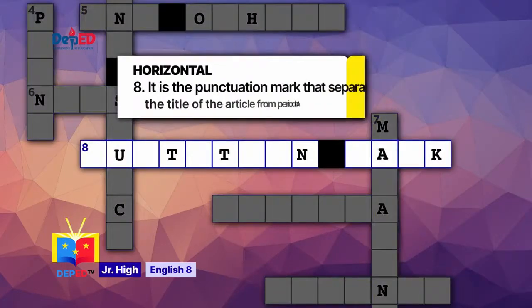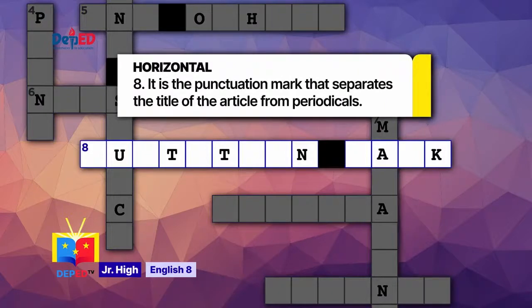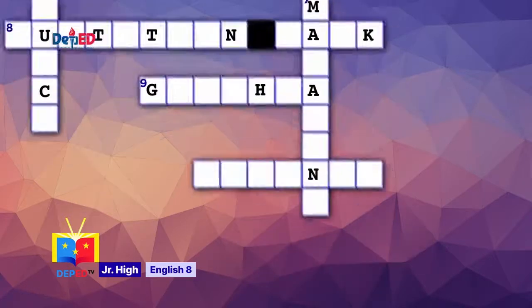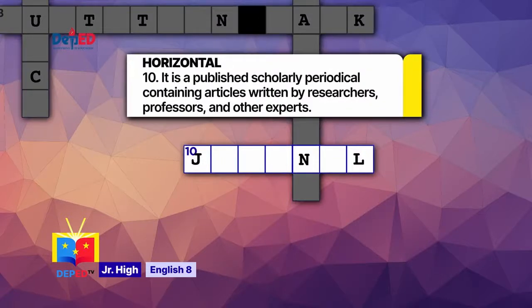Number 8. It is the punctuation mark that separates the title of the article from periodicals. Number 9. A Greek word for to write. Number 10. It is a published scholarly periodical containing articles written by researchers, professors, and other experts.